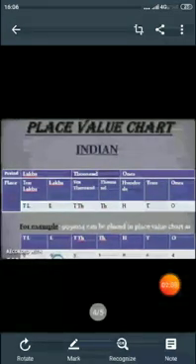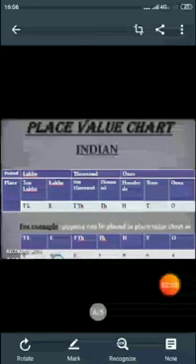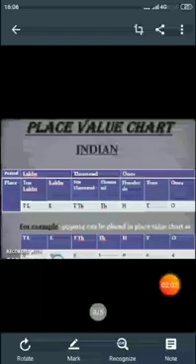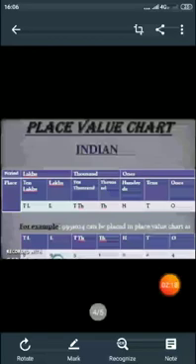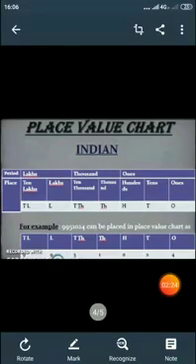In the number system, we have the place value chart. First, the Indian place value system or Indian place value chart. In the Indian system, we have the categories first ones, then thousand, then lakh. In ones, we have ones, tens, hundred. In thousand, we have thousand, 10,000. In lakhs, we have lakhs, 10 lakhs, and so on.